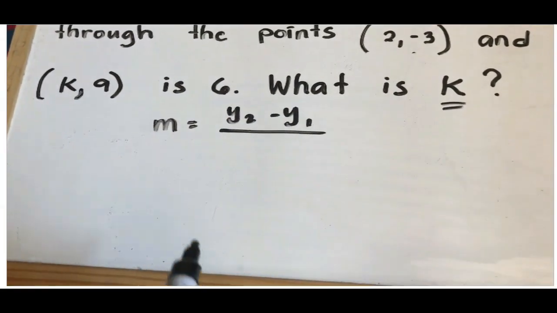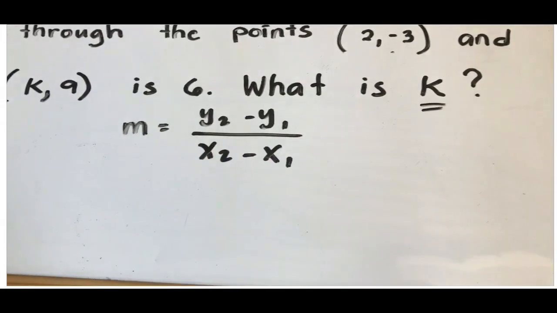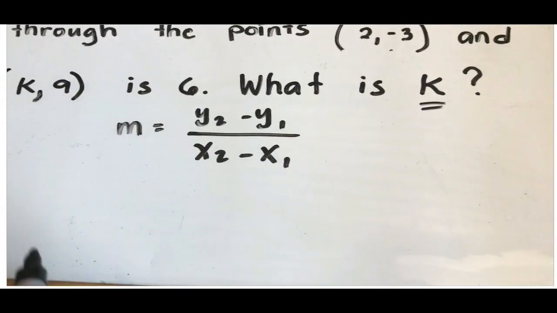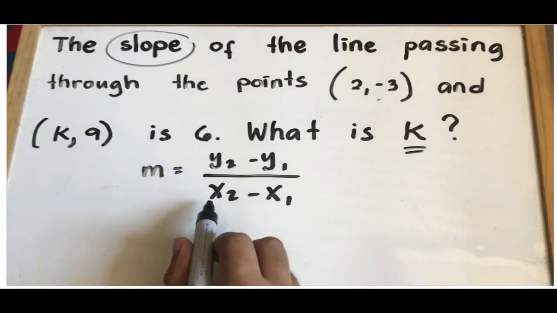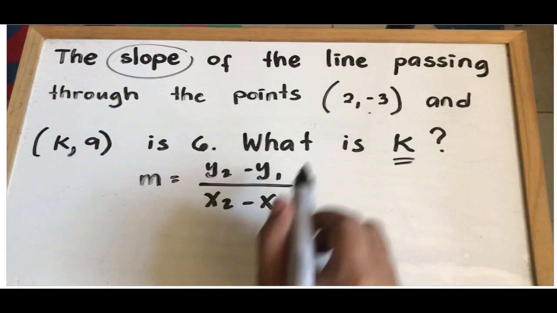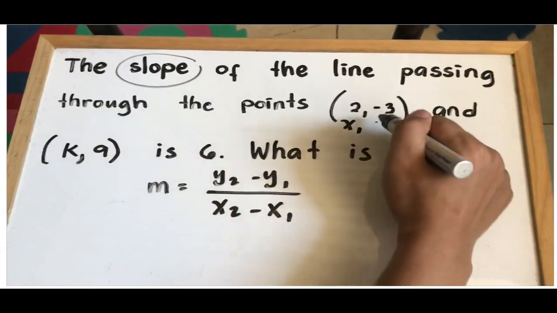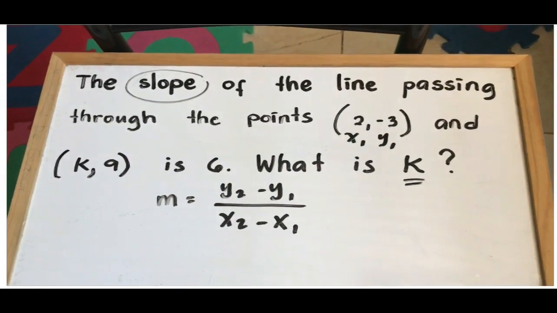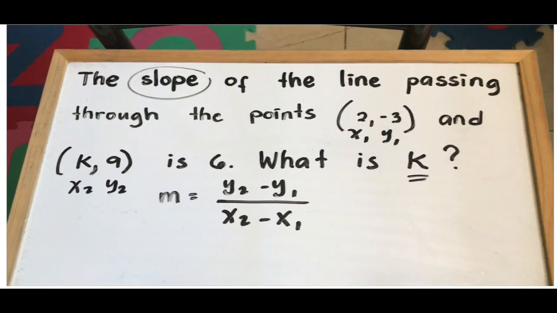Ang formula natin ng slope ay slope is equal to y sub 2 minus y sub 1 over x sub 2 minus x sub 1. Ito yung formula natin. So, kailangan mo natin hanapin nasan ba si y sub 2, y sub 1, x sub 2, x sub 1. Since coordinate ito yung magiging x sub 1 natin, y sub 1. Next, x sub 2, y sub 2.